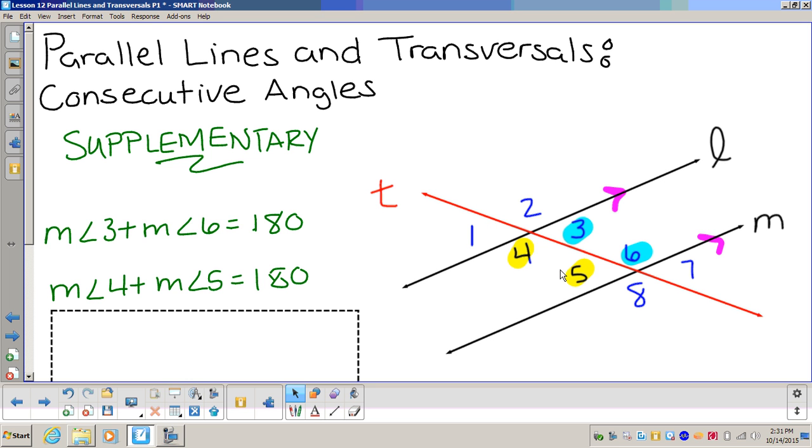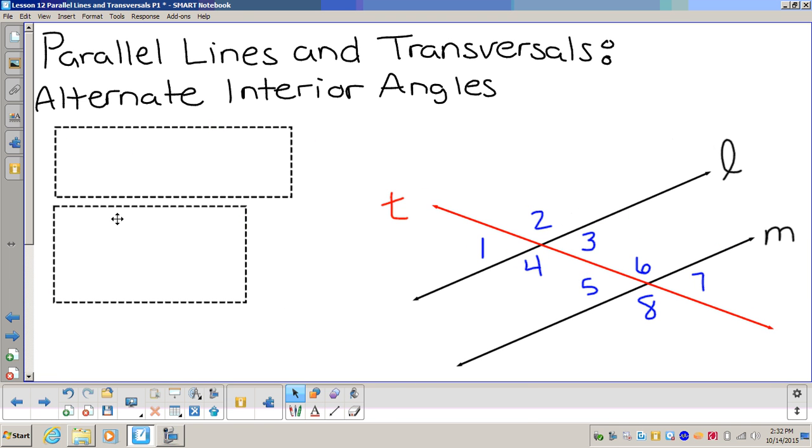And the last angle pair, alternate interior angles. So again, 4 and 6, 3 and 5. If we know that the two lines are parallel and a transversal intersects them, then we know that the alternate interior angles are congruent.